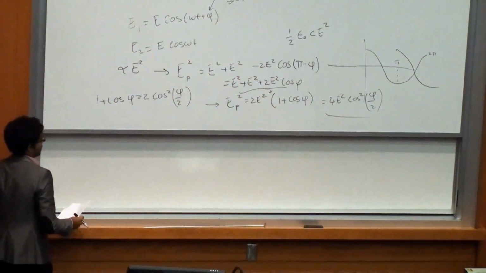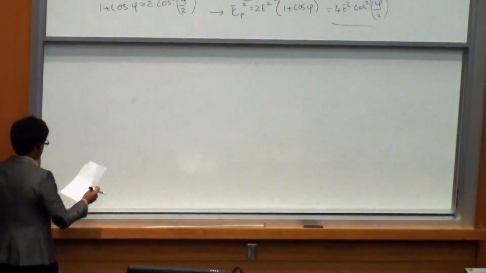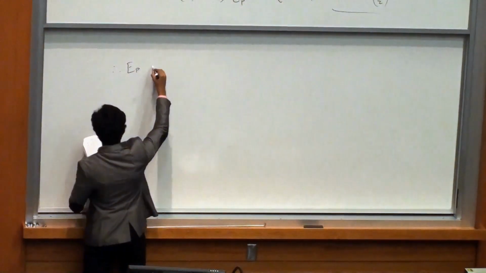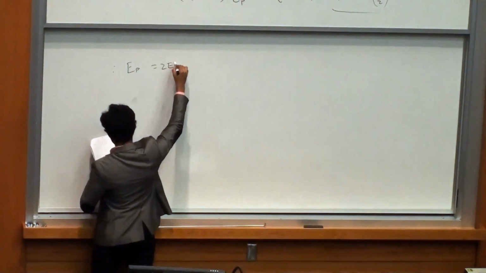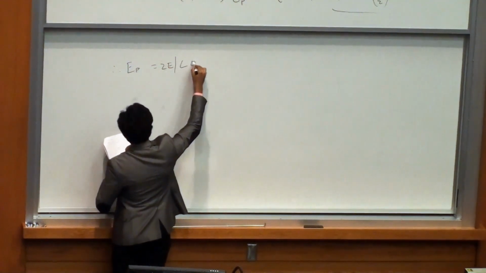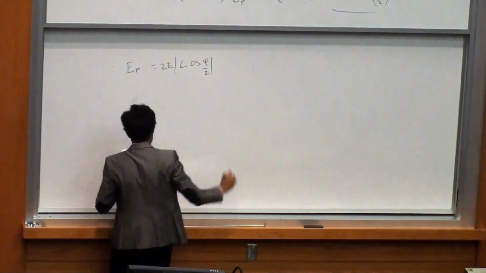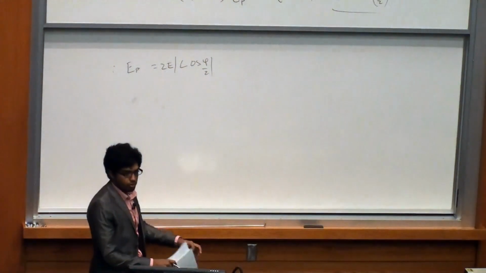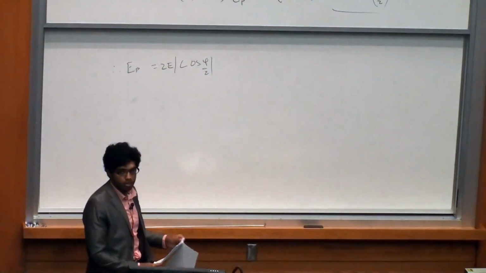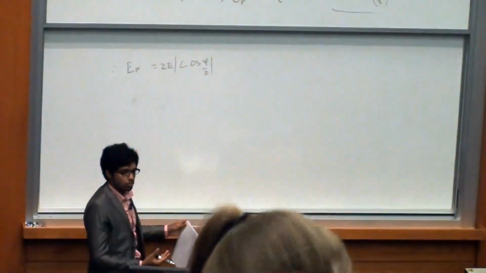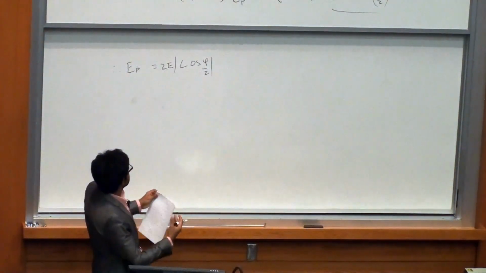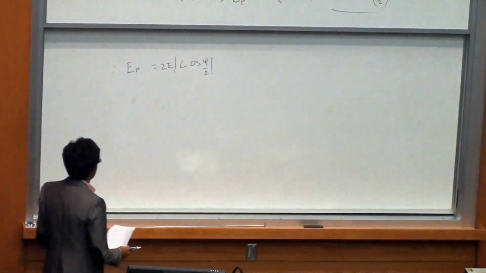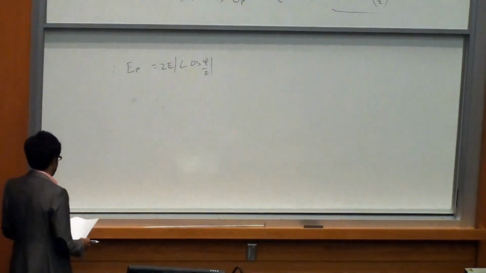And from here, I can take the square root because I'm looking at E_P squared. So therefore, the electric field at point P is going to be 2E times the absolute value of cosine of phi over 2. And this is the amplitude in a two-source interference. So that's the total amplitude at some point. I have two separate sources with two separate electric fields, of the same amplitude but just different phases. They come in at different times, and that's the overall amplitude.